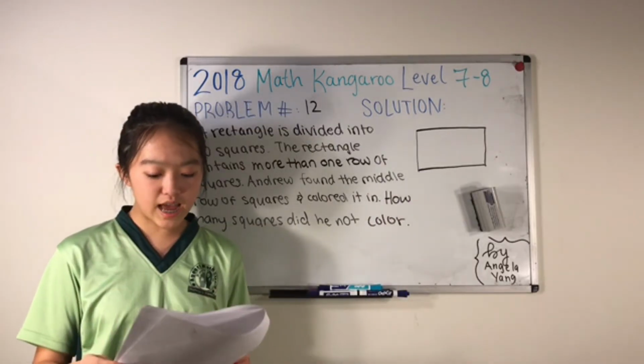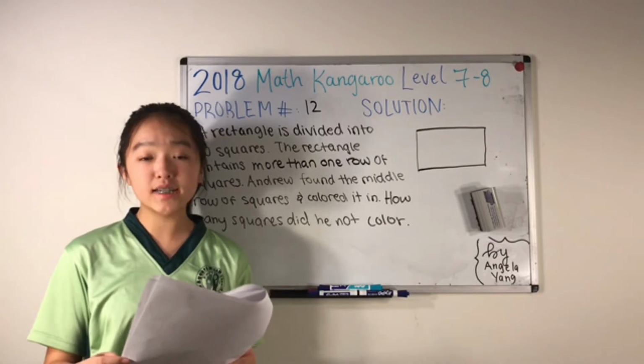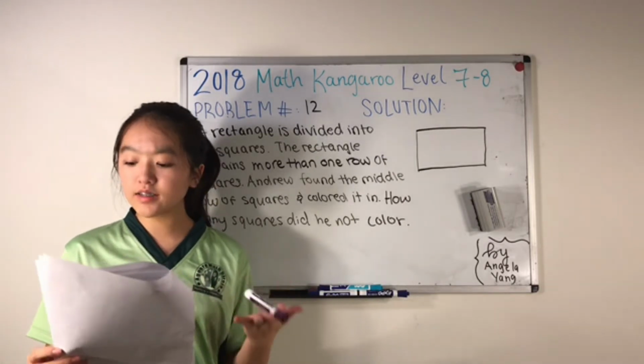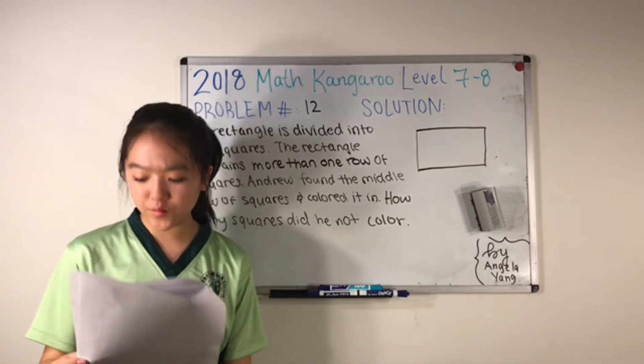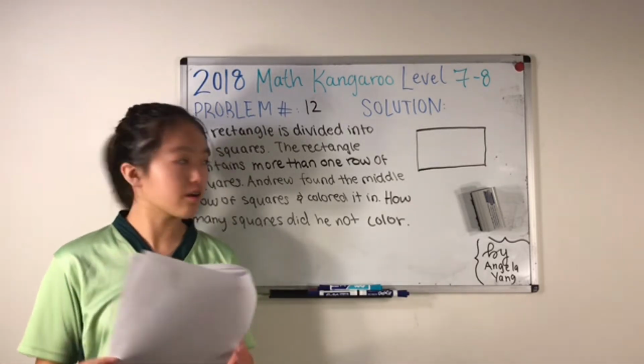Problem number 12 says, a rectangle is divided into 40 identical squares. The rectangle contains more than one row of squares. Andrew found the middle row of squares and colored it in. How many squares did he not color?